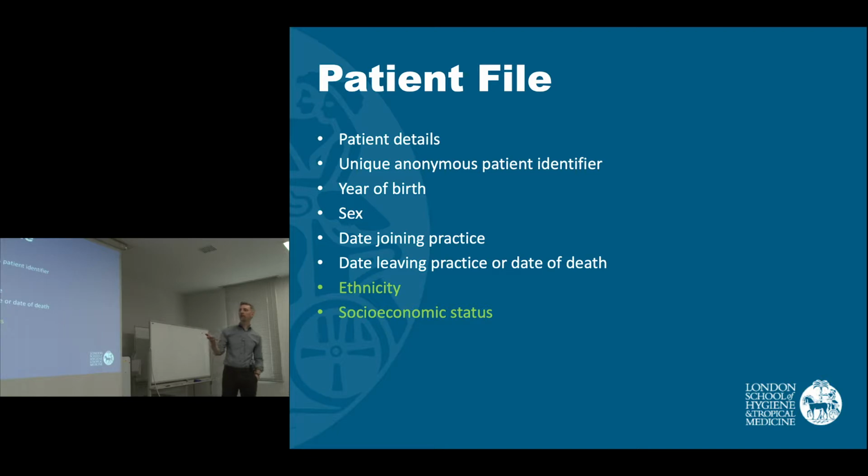Okay, so we've already talked about this in the patient file. We also know if people die, so we have the date of death, which is very useful to know. Also we have their socioeconomic status. These are all variables that, if we are worried about differences in patient groups, we can potentially adjust for.